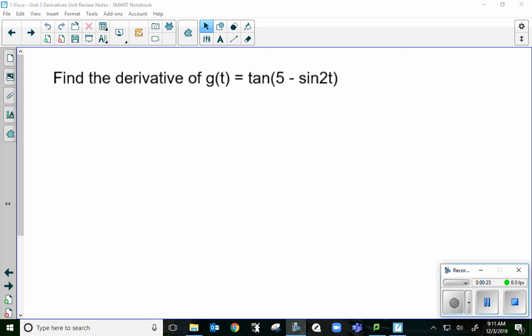This is where we left off. Find the derivative of g of t, which equals tangent of 5 minus sine of 2t. Now, we've learned, or we've relearned and reviewed, the derivatives for trigonometry, and we've started to really talk about the chain rule. We are going to do that multiple times here. Let me explain. When I see this, I know for a fact that I'm going to take the derivative of tangent, and everything should stay the same in here, the 5 minus sine of 2t, times the derivative of the inside.